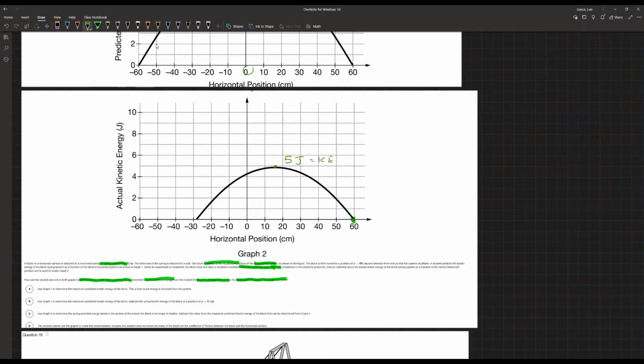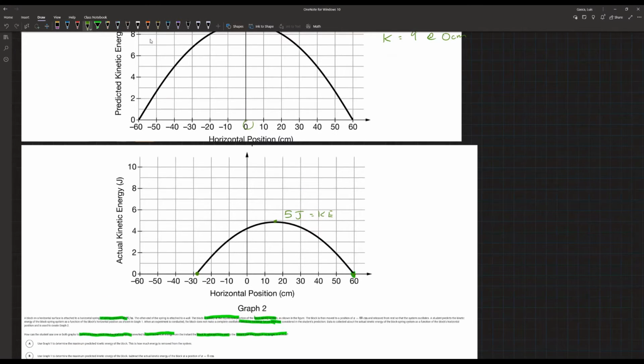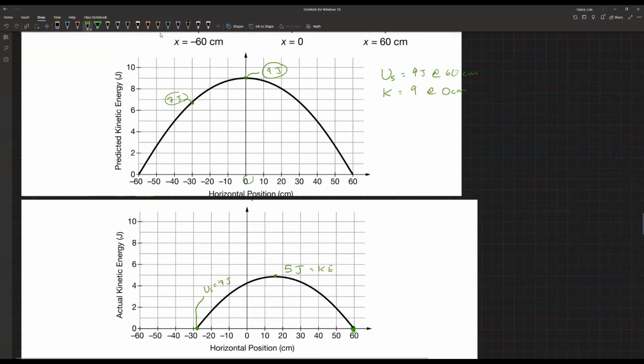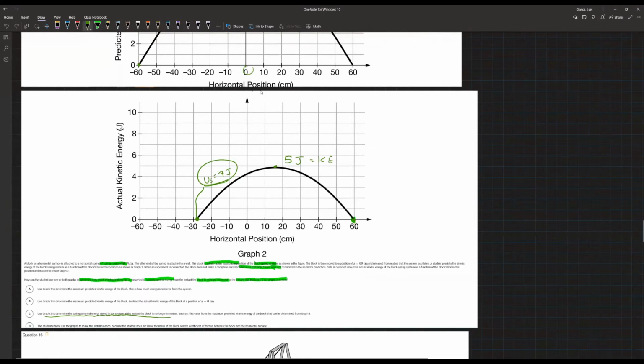So let's go ahead and see here. What does this tell us? We can use graph 2 to determine the spring potential energy stored at the instant that the block is no longer in motion. Because when we are at 30 centimeters, in reality, we should have about 7-ish joules still left of energy. So at this point, we know how much spring potential energy we have here. This is really 7 joules. When in reality, when we come to a stop, we should have 0 kinetic energy. So we're deficient 7 joules, basically. Or sorry, we're deficient 2 joules.